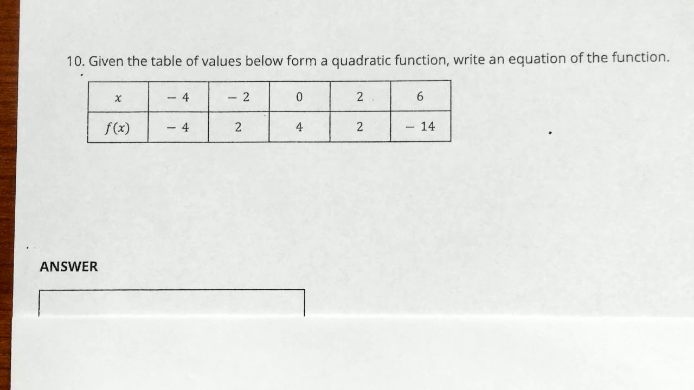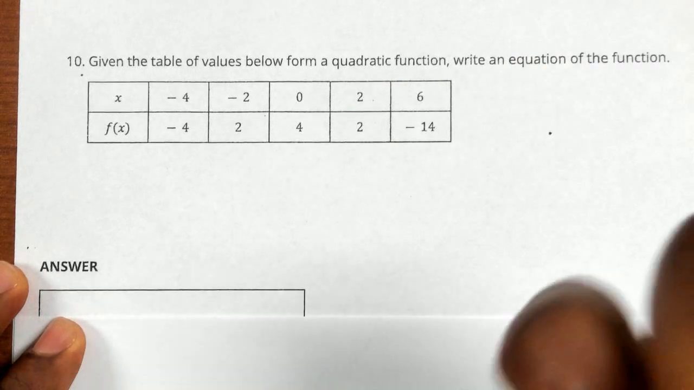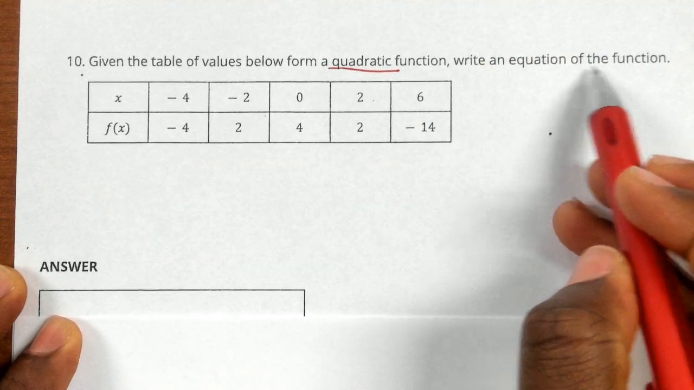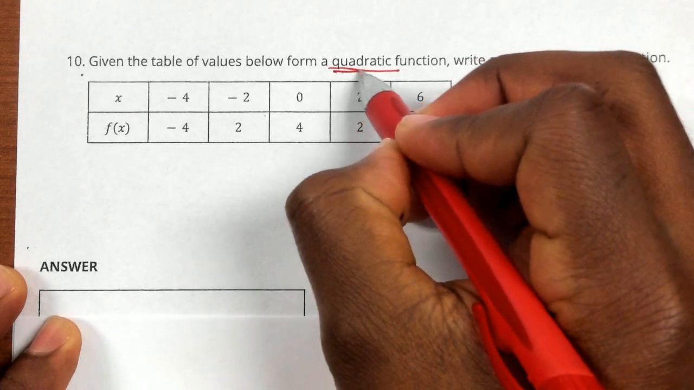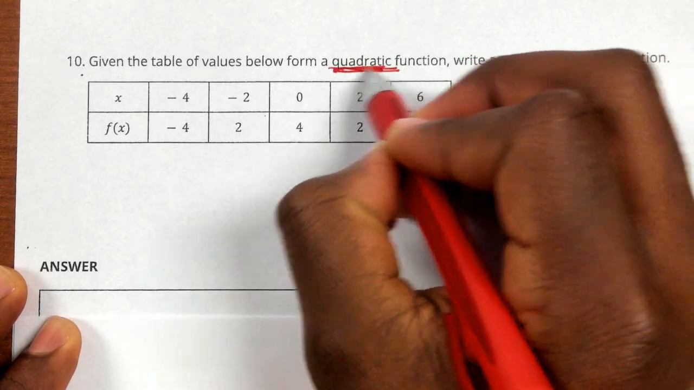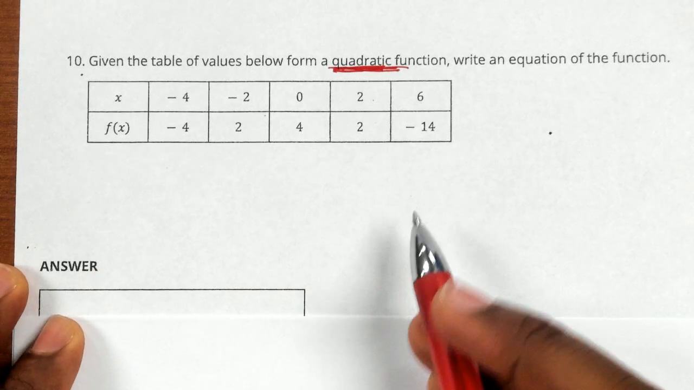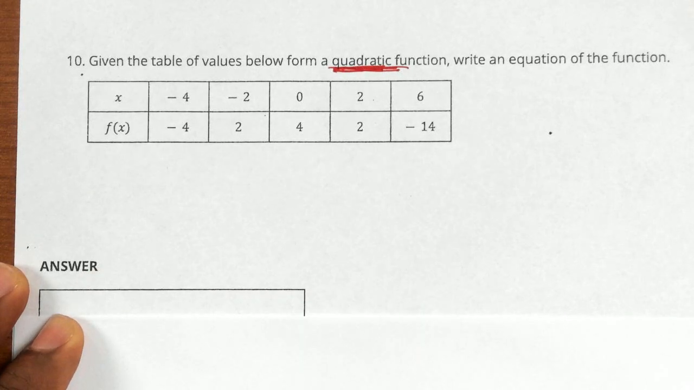Question number 10 says, given the table of values below, form a quadratic function and write an equation of that function. So I need to try to form a quadratic function using this table. To do that, guys, firstly I need to find out where my vertex would be.